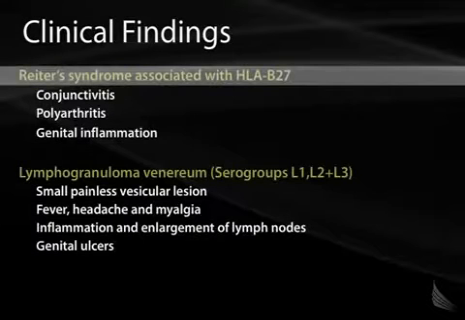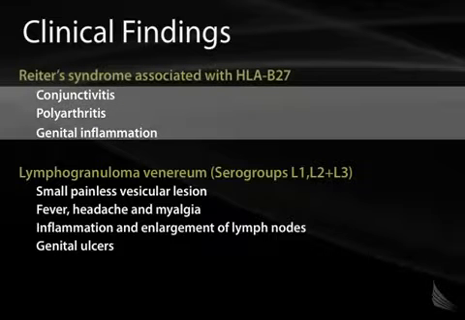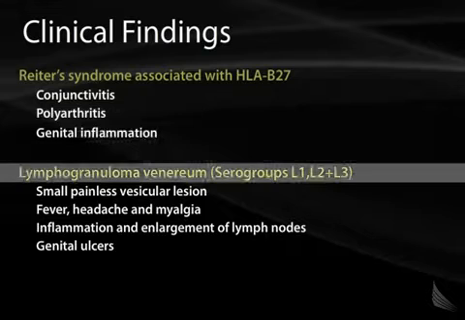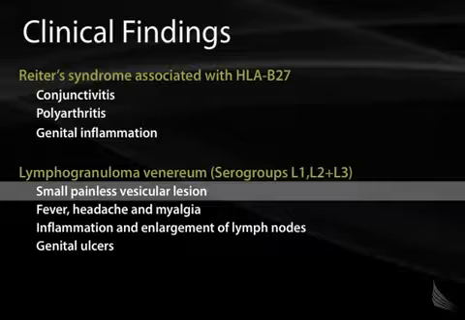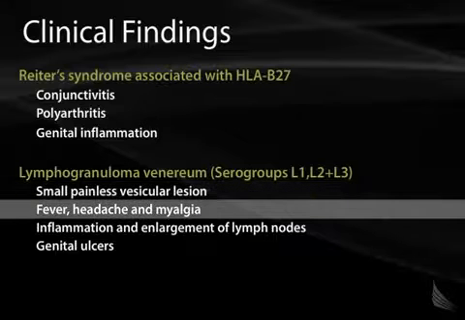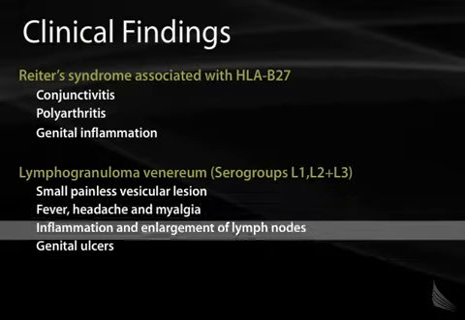Reiter syndrome is a unique immunologic abnormality associated with HLA-B27 positive people. In that, you get conjunctivitis, polyarthritis, and genital inflammation or urethritis. Again, there's the mnemonic of can't pee, can't see, can't climb a tree. Chlamydia also causes lymphogranuloma venereum in serogroups L1, 2, and 3. These are small, painless vesicular lesions that then lead to fever, headache, and myalgia, with inflammation and enlargement of the lymph nodes and genital ulcers.